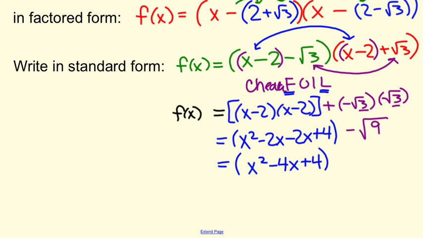Now, what is the square root of 9? It is 3, but I still have a negative out in front. So now I just combine like terms together with my constants, and I have x squared minus 4x. These are my like terms, 4 and negative 3. 4 minus 3 is 1. So there is my polynomial function.